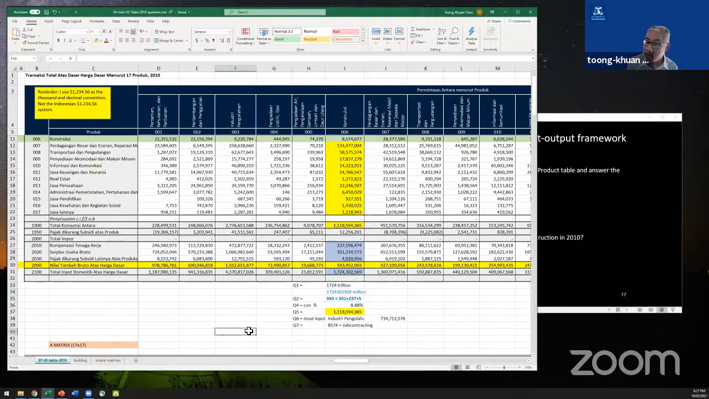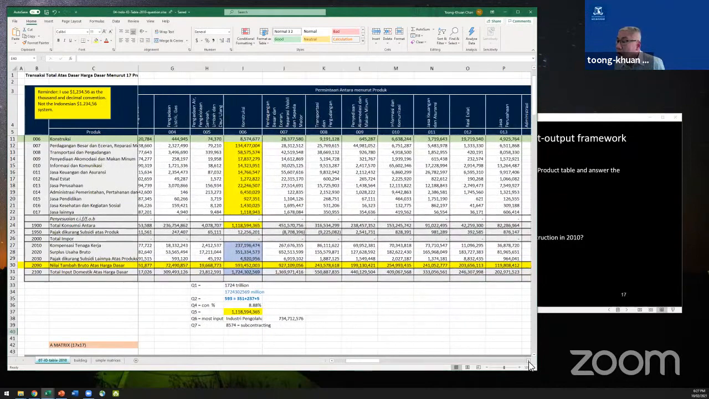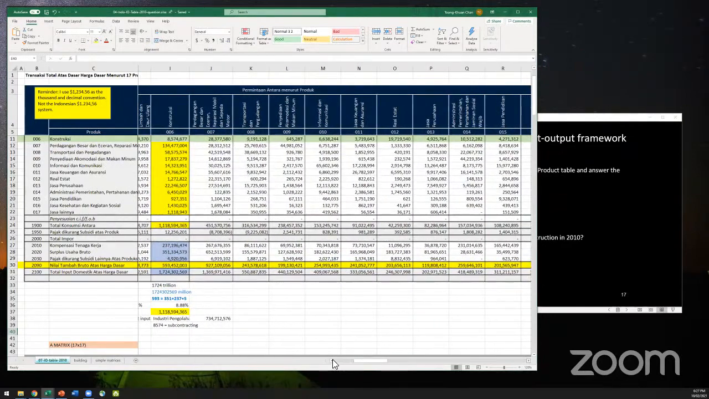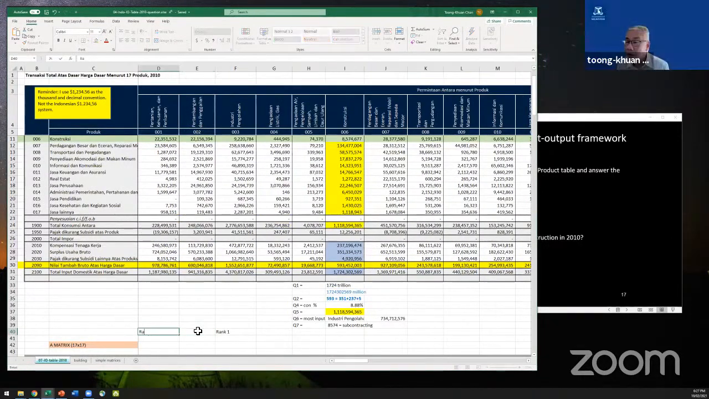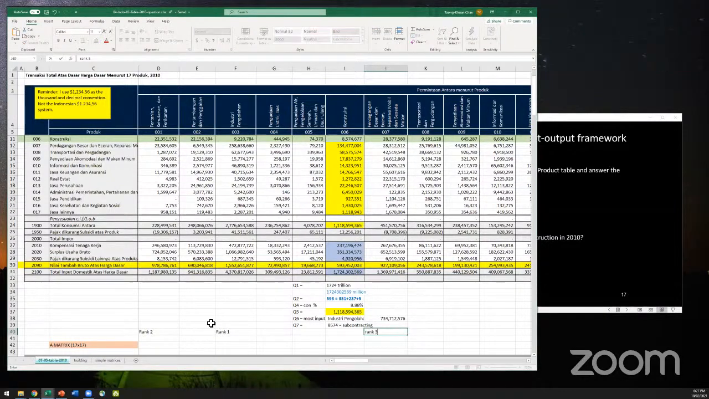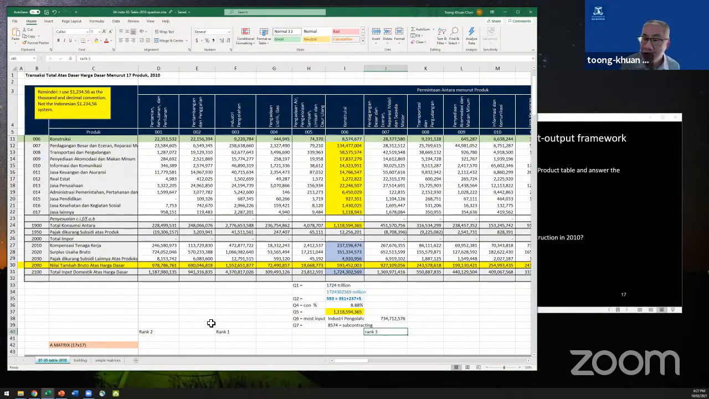So if you want to rank them, you can use the Excel rank function. You can rank number 1. What is number 2? You've got to go out and check. Pertanian, agriculture, rank 2. And then followed by perdagangan, right? Rank 3. Okay, so you know what to do with this. You can just use an Excel function and do rank.